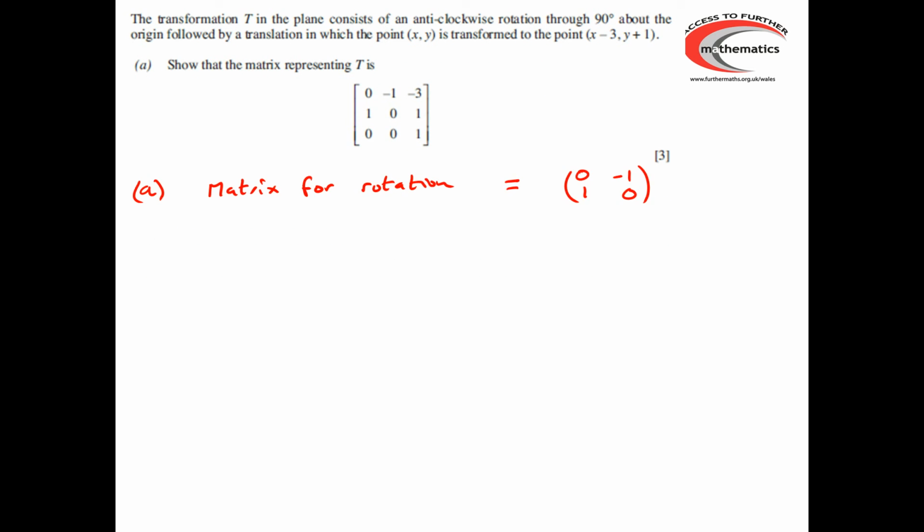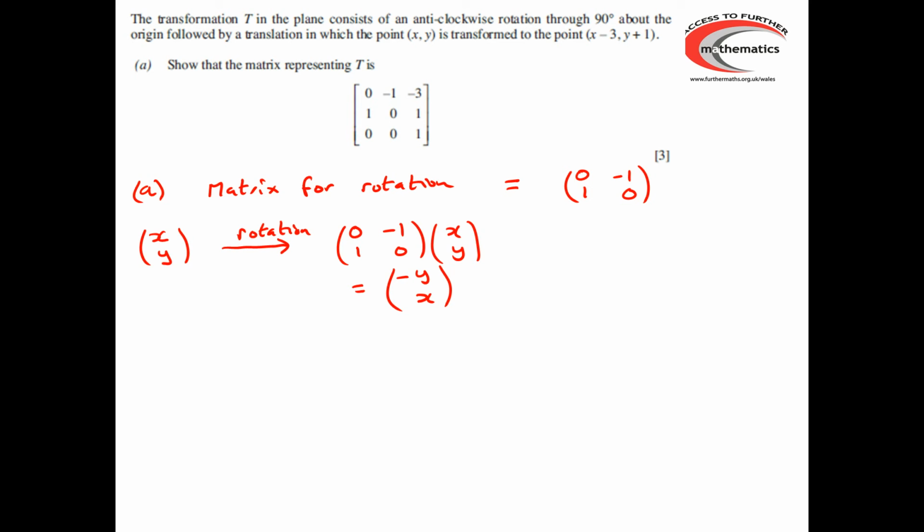So we know that the matrix for a rotation takes the form cos theta, minus sine theta as the top row, sine theta, cos theta as the bottom row of the matrix. That's in the formula booklets. So making use of the fact that theta is 90 degrees, we've got the matrix for the rotation is 0, -1, 1, 0. So the point xy under the rotation will be taken to the point given by that matrix multiplication, which is -y, x.